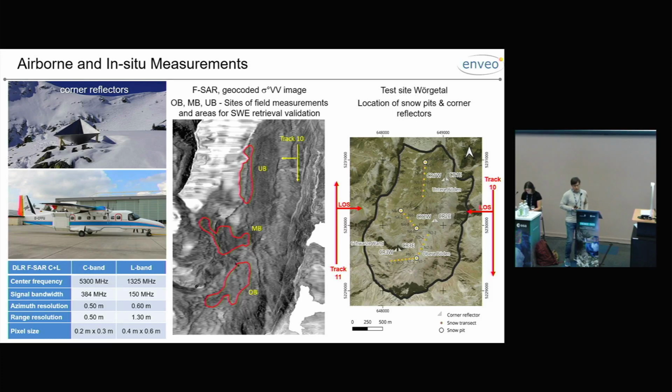For measuring, as a radar device, we had the DLR F-SAR system, which was operating at C and L band. C band was at 5.3 gigahertz, with a relatively wide signal bandwidth of 384 megahertz, so we had a very good resolution on the sub-meter scale. And for L band, it was 1.3 gigahertz with a smaller bandwidth of 150 megahertz, also with a spatial resolution of 60 centimeters up to 1.3 meters in azimuth and range.